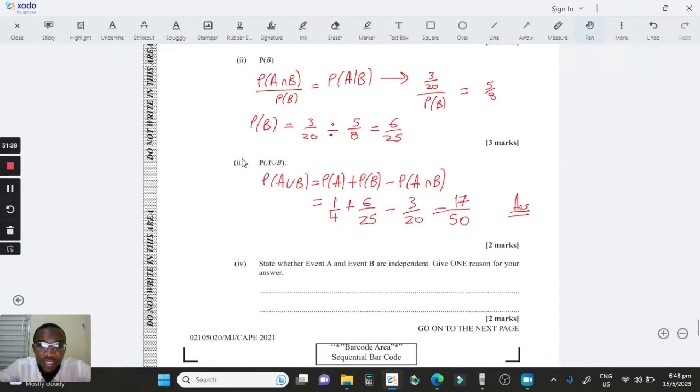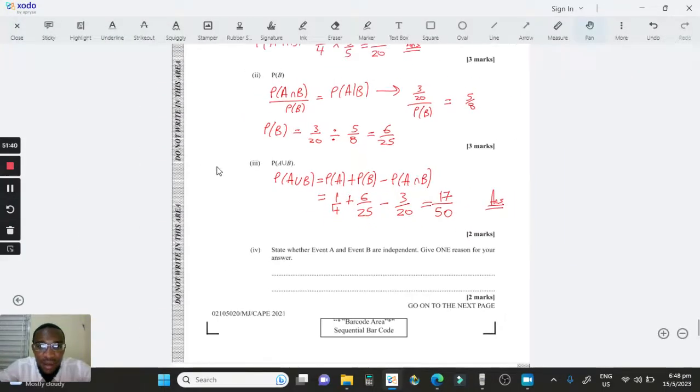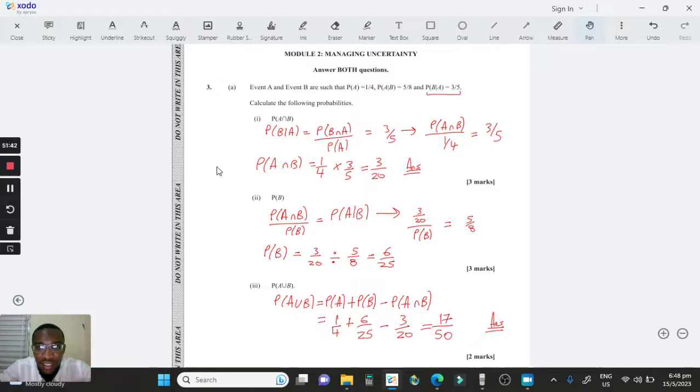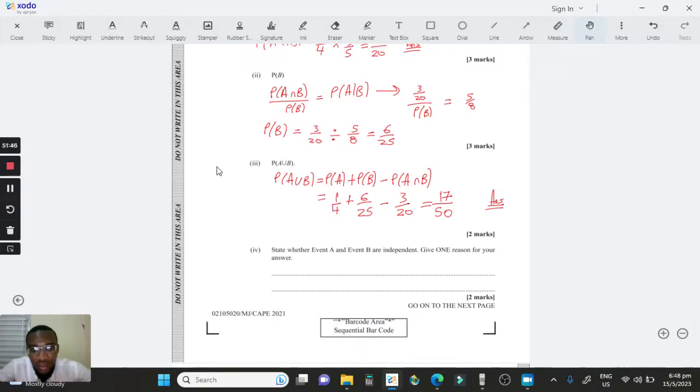Module 2 is a breeze. Remember, Module 2 is the probability part of the paper. Probability. Managing uncertainty. So now it says state whether A and B are independent and give one reason for your answer.